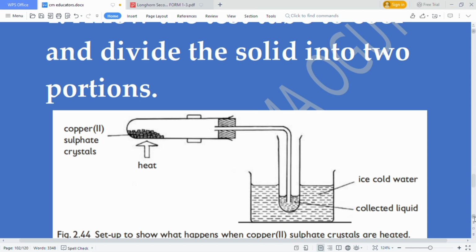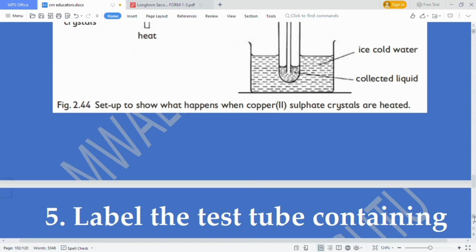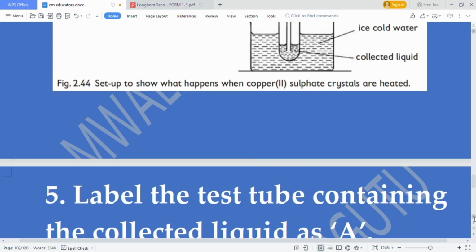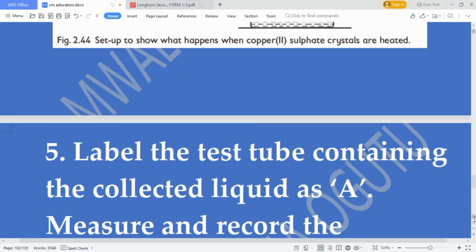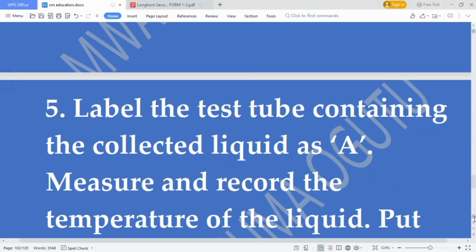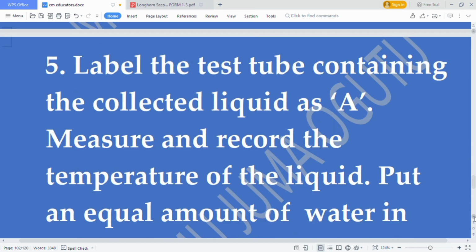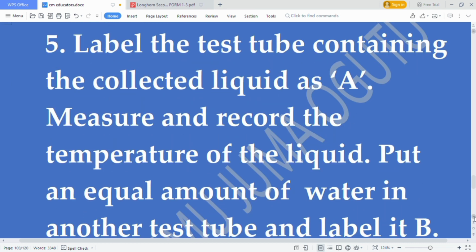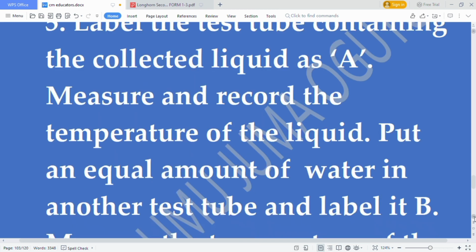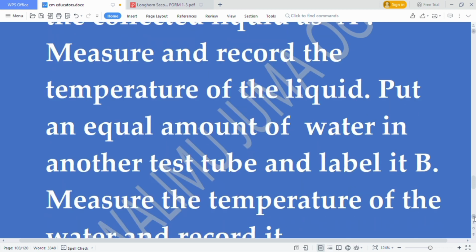So remember we are now dividing the residue into two, and then we label the tube containing the collected liquid as A. We measure and record the temperature of the liquid, then we put an equal amount of water, equal to the liquid we have collected and indicated as A, in another test tube and label it B. Then we measure the temperature of the water and record it.